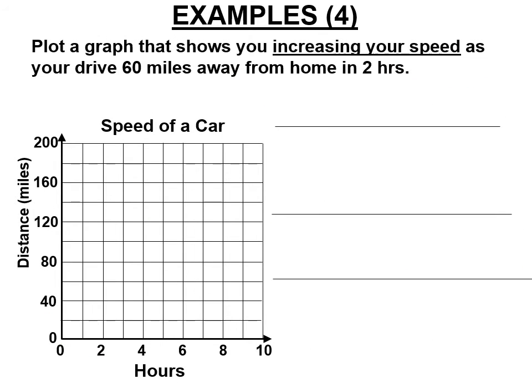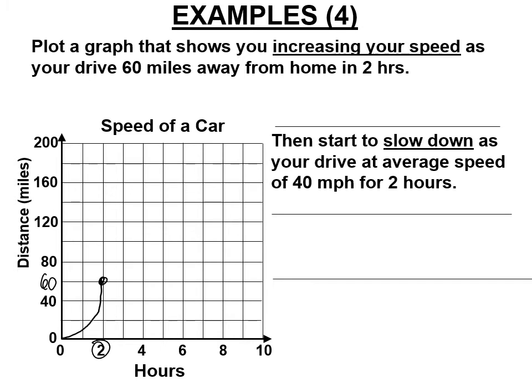Let's see. Plot a graph that shows you increasing your speed as you drive 60 miles away from home in 2 hours. So in 2 hours, we want to end up at 60, and we want to be increasing our speed. So that means you start slow and it bends up. So when you do this on a test, make sure that you can see that this is curved, right? And it has to be curved in that direction.